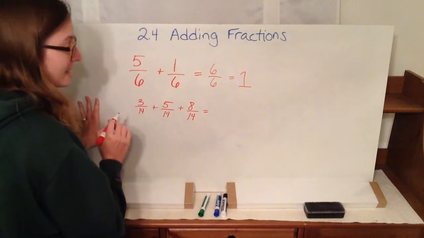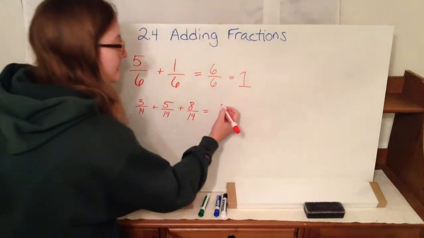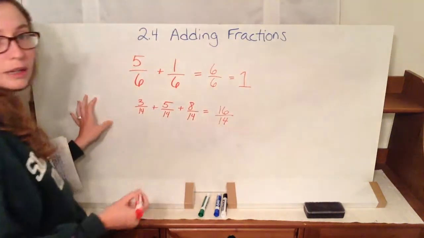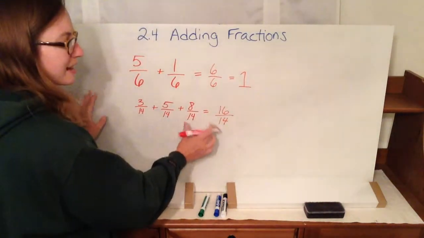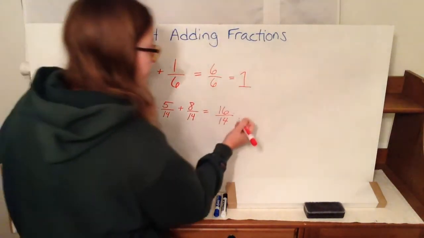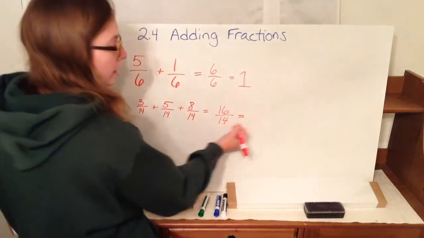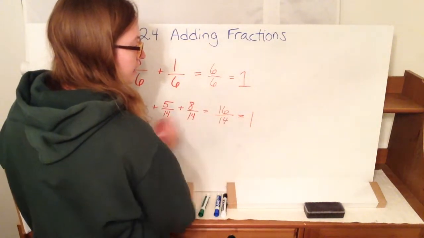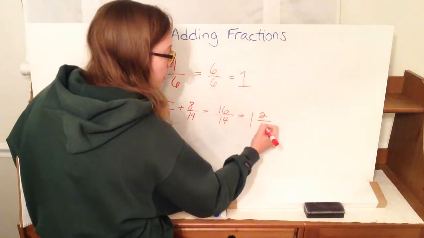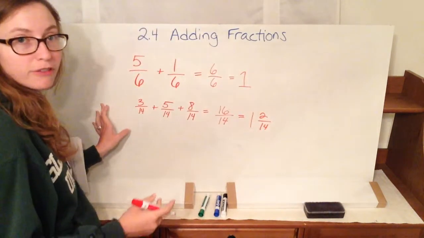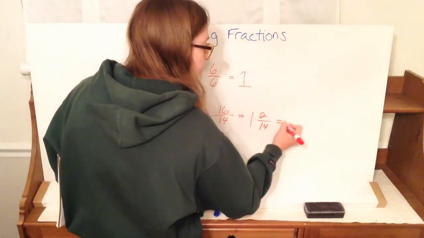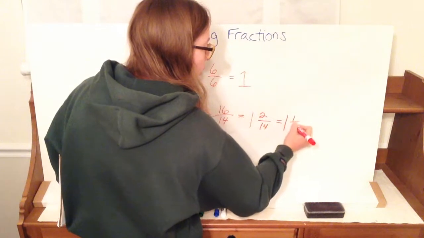3 plus 5 is 8. 8 plus 8 is 16. Because the denominator doesn't change, we keep it over 14. But now we need to put this into a mixed number. There is 1 14 in 16, and then what's left over on the top is 2. But we can even simplify that further because our fraction can be reduced. So our final answer here is 1 and 1 over 7.